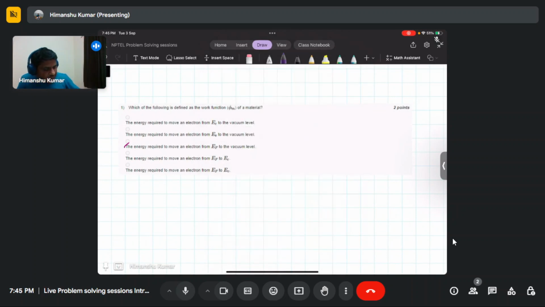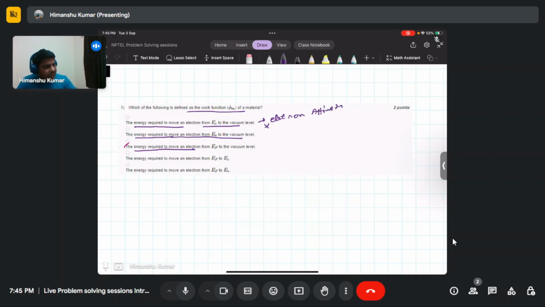Which of the following is defined as the work function of the material? As we discussed in the class, the energy required to move an electron from EC to the vacuum level, or from EV to the vacuum level, is... The energy from EC to the vacuum level is defined as the electron affinity. So this is a wrong option.